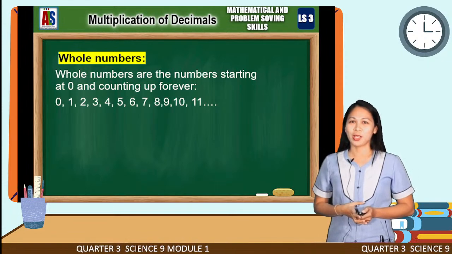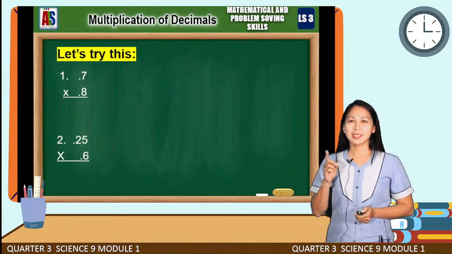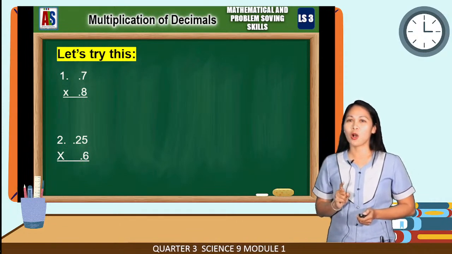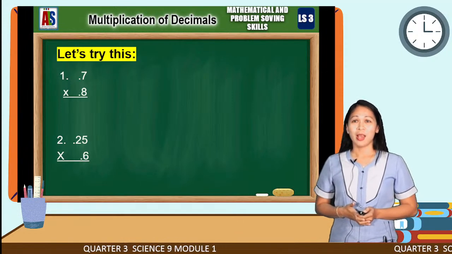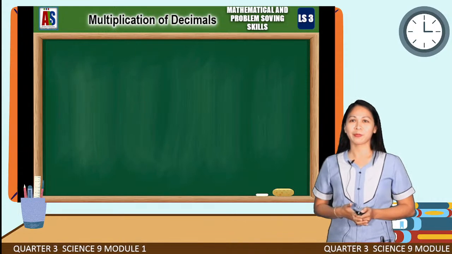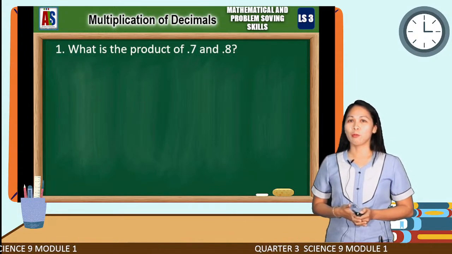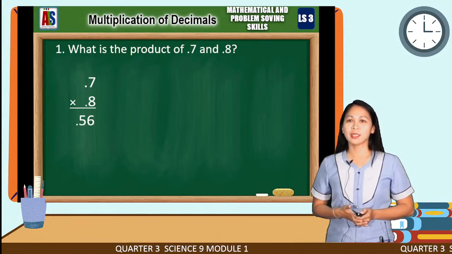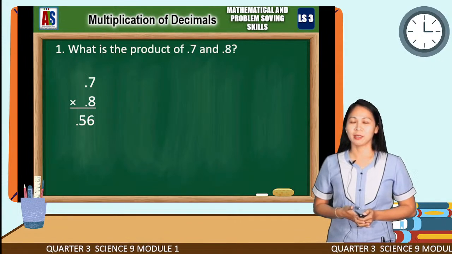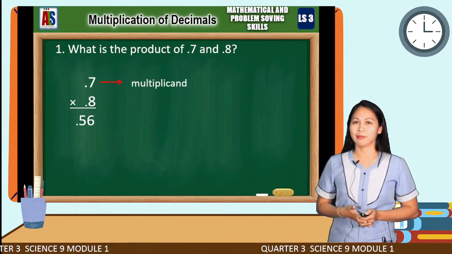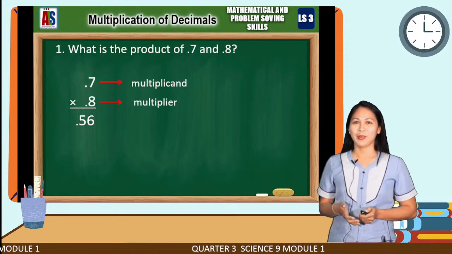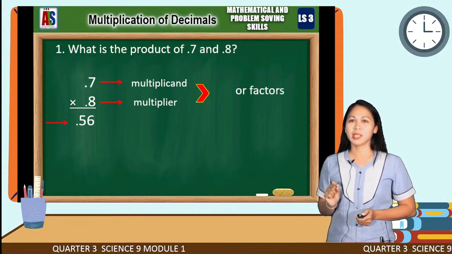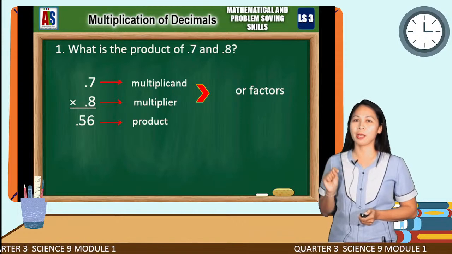Now, let's try to solve this. Let's study and analyze the following example to help you understand the process of multiplying decimals. So, let's try to solve number 1. What is the product of 0.7 and 0.8? 0.7 times 0.8 is equal to 0.56. 0.7 is the multiplicand and 0.8 is the multiplier. Or these are both called factors. 0.56 is the final product, or the product.